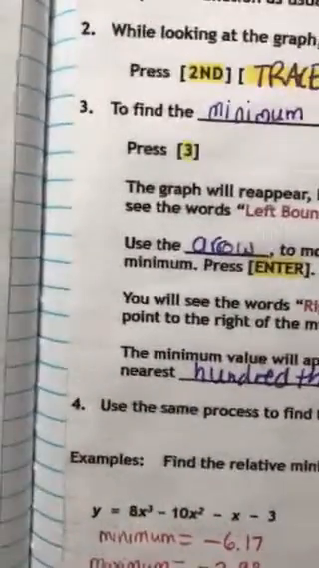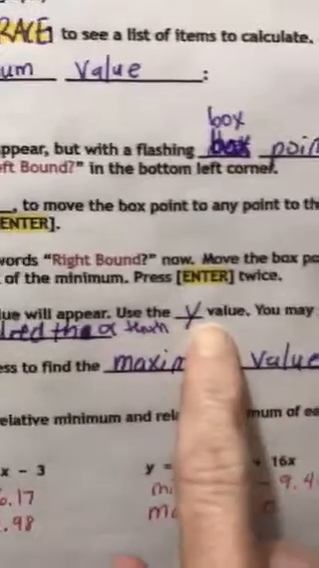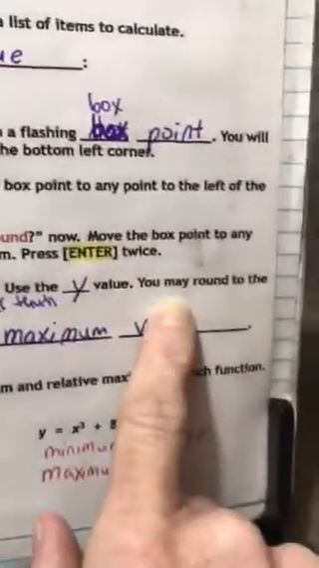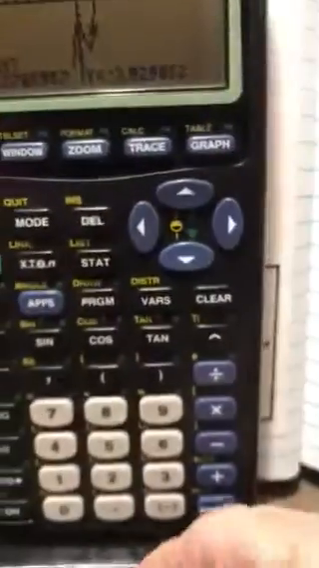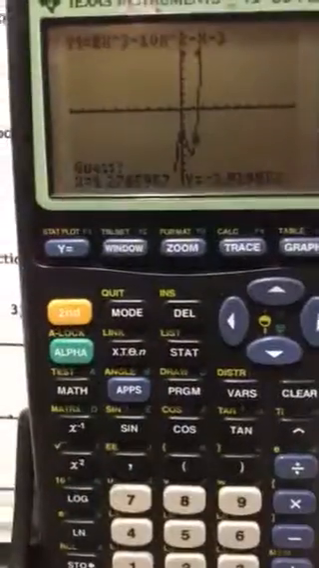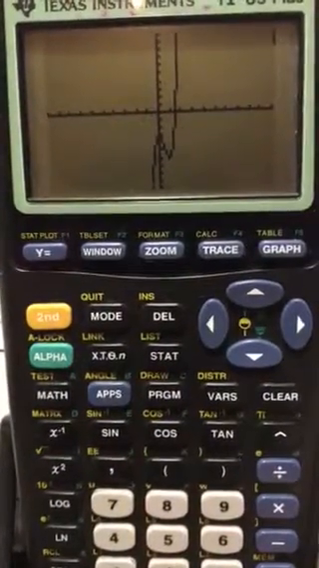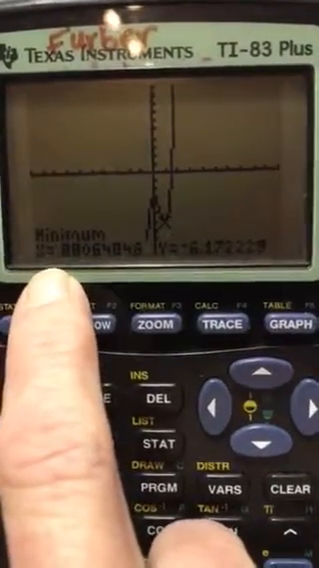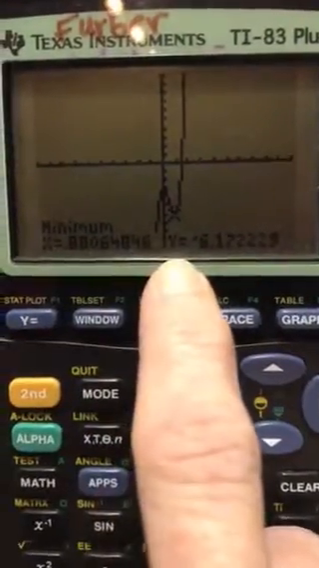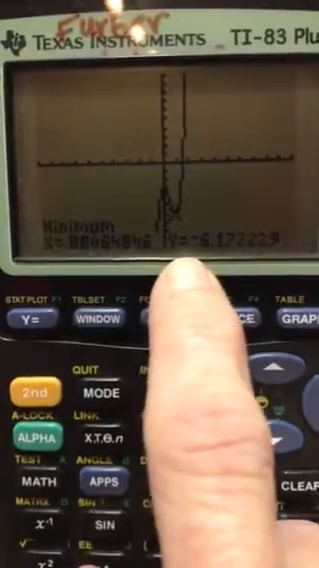And the minimum value is going to appear, but the minimum value is the Y value. You may round to the nearest hundredth or the tenth, whichever you prefer. So I'm going to push enter, so that my guess is going to be okay. And there's my minimum. Now it's giving me the X value, and right here it's going to give me the Y value.